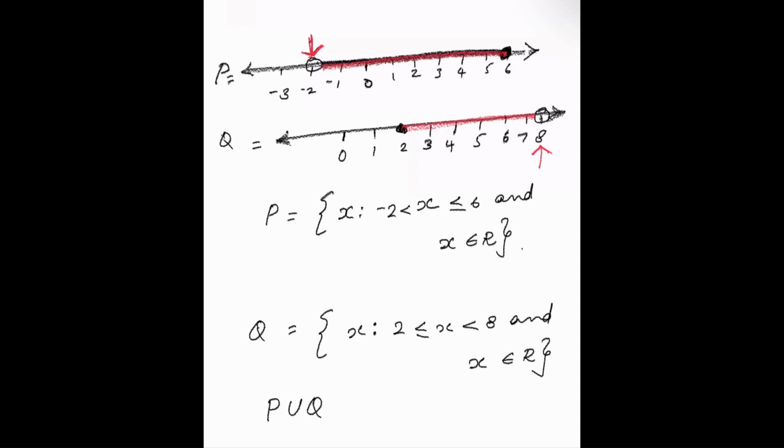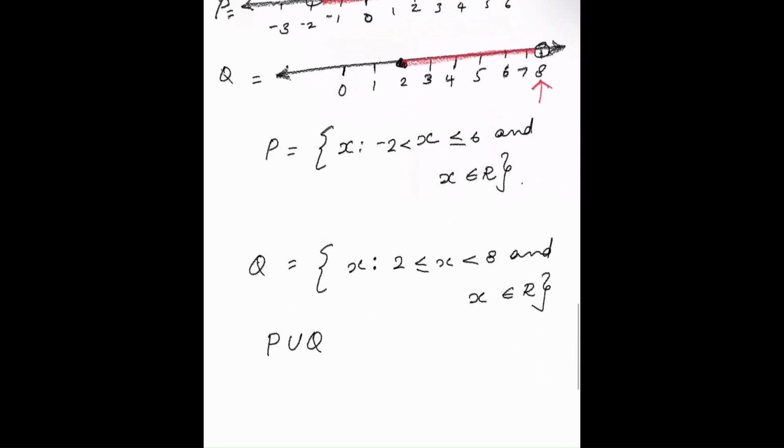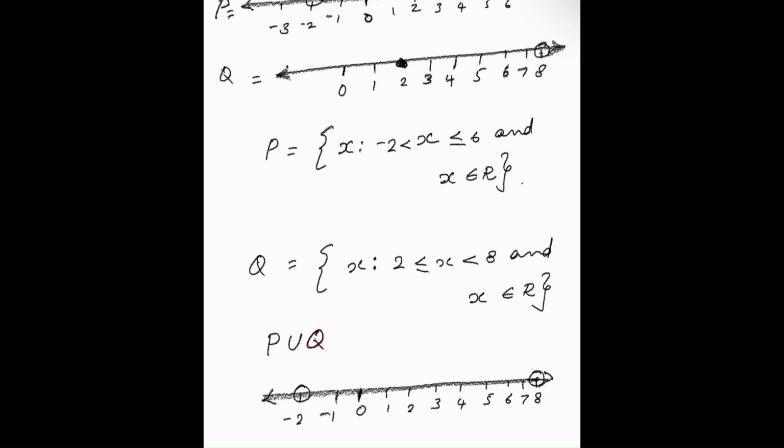So your P union Q is going to be a combination of these two. -2 is not included, so hollow circle. 8 is also not included, hollow circle. But all the values in that range are included, so highlight that area. So this is your P union Q.